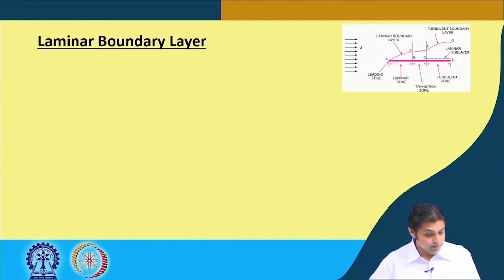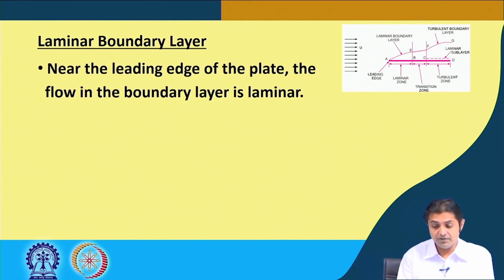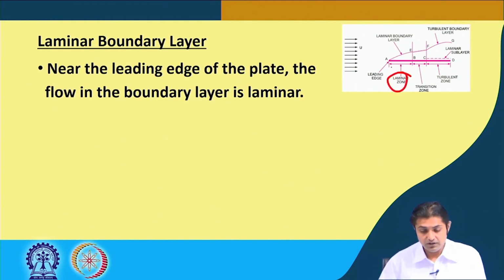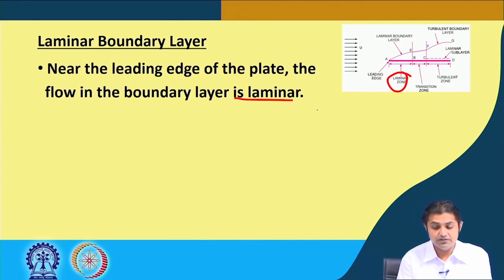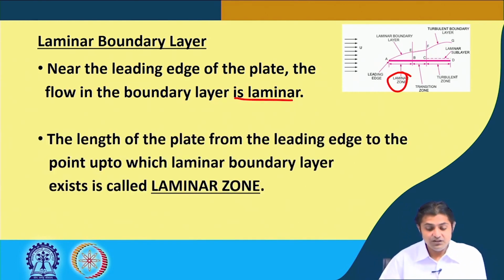Now, what is laminar boundary layer? We are going to continue. This is the laminar zone, right? So, we are going to concentrate on that. Near the leading edge of the plate, the flow in the boundary layer is laminar. This is important to note. And the length of the plate from the leading edge to the point up to which laminar boundary layer exists is called laminar zone. So, this is the leading edge here, right?